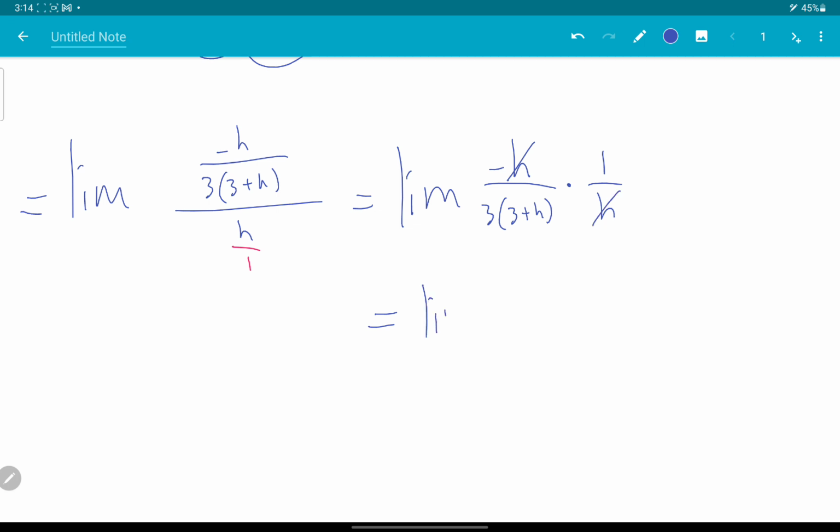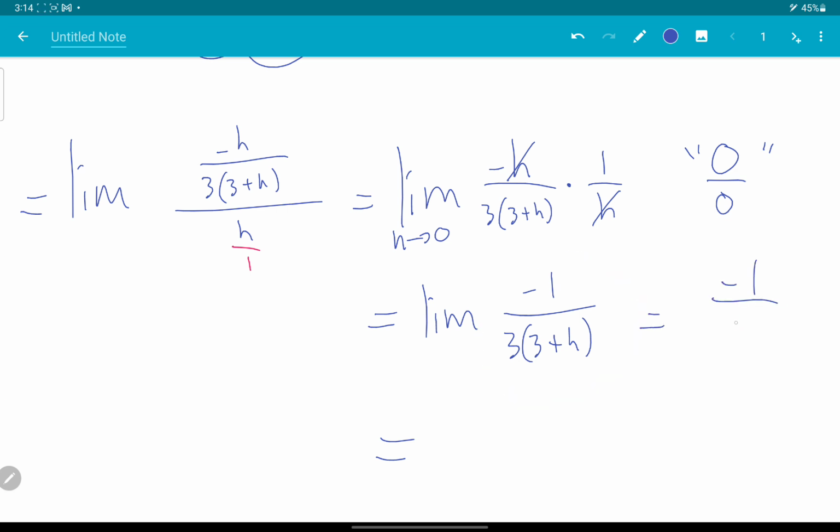The h is canceling. Why do I want that? Because that was the problem, right? That was h is going to 0. So these h's here are causing this to be 0 over 0. And when I cancel them, my problem is gone. And I can just plug in h equals 0 here. 3 times 3 plus 0, so negative 1 over 9.